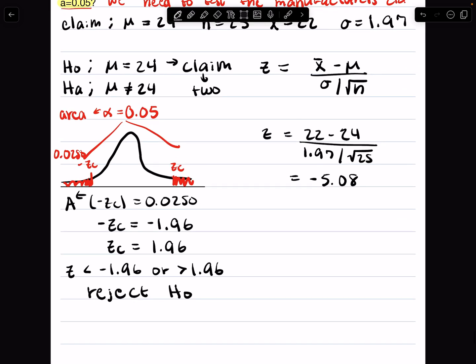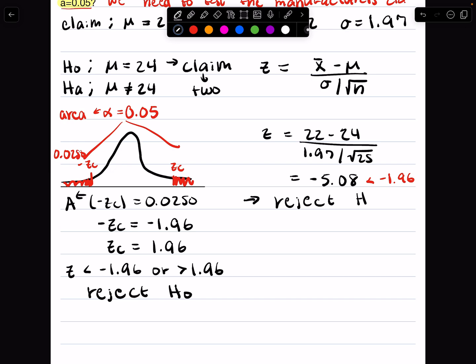So we get negative 5.08. Well, where does that lie in our normal distribution? It's way over here. Now, how do I know it's over here? Because negative 5.08 is less than negative 1.96, which means it's in our rejection region. So what are we going to do? We are going to reject H naught. That is the test.